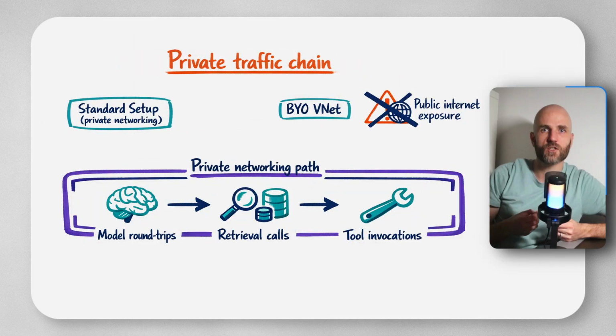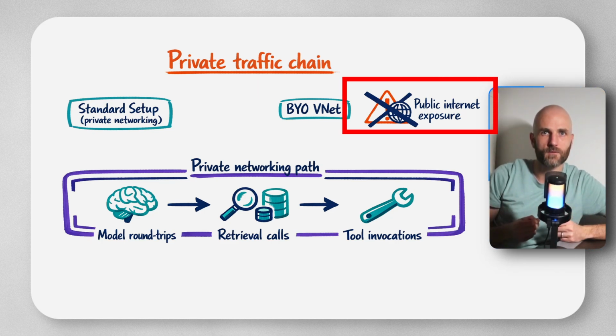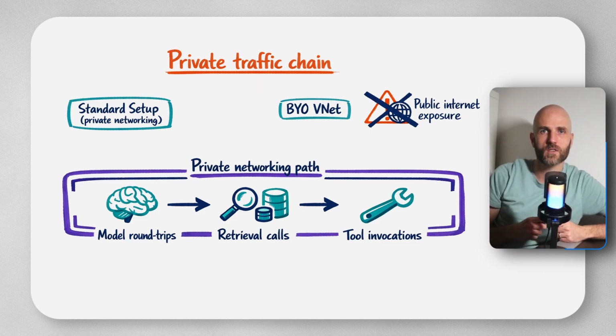Once I'm on a runtime that matches the Responses API, the next thing I worry about is where does the traffic go? Because an agent is not just a model call, it's model round trips, retrieval calls and tool invocations, and every one of those hops is a possible exposure if it goes over the public internet. That's why the security work in v2 is such a big deal.